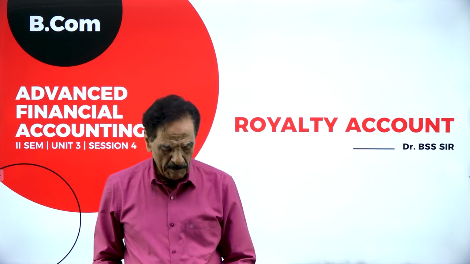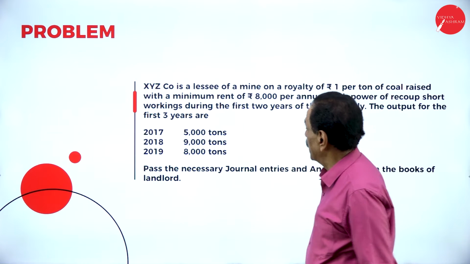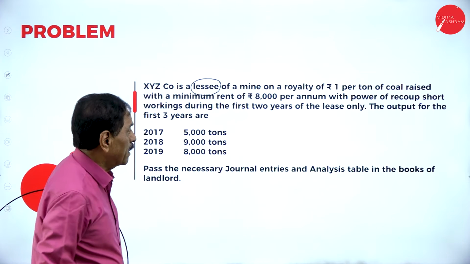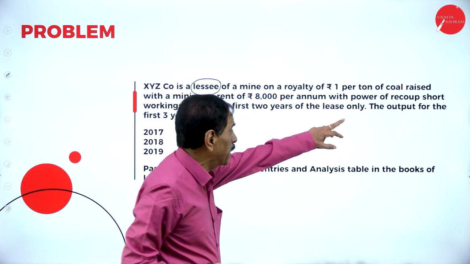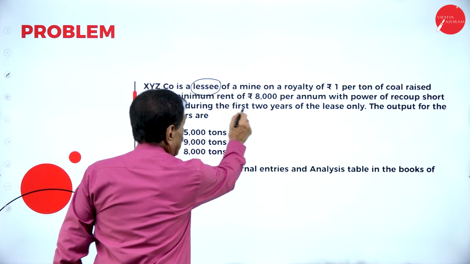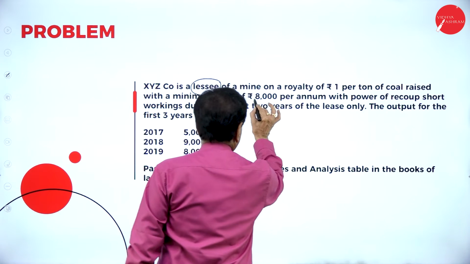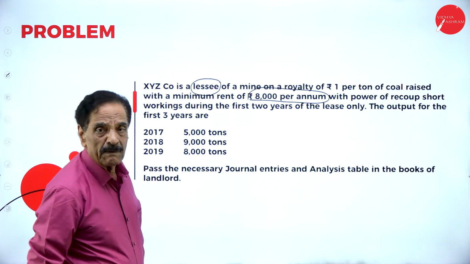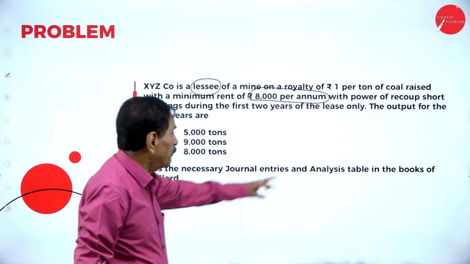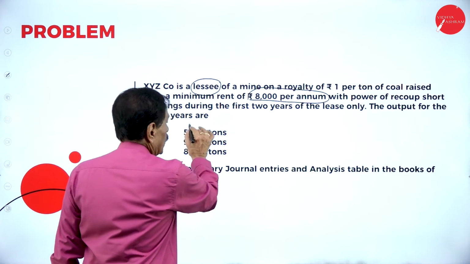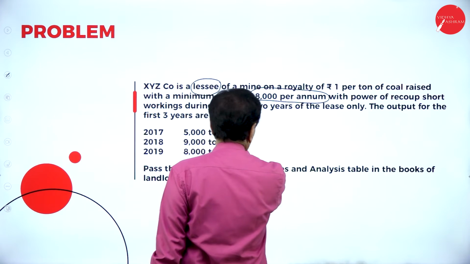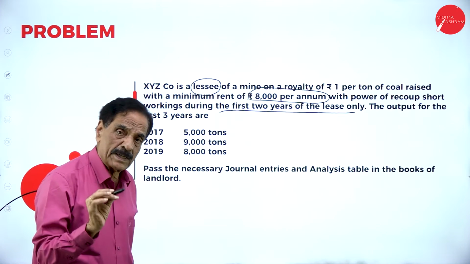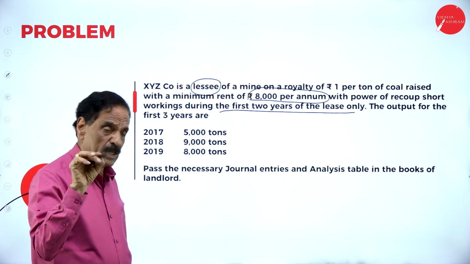We'll move on to the problem now. XYZ company is a lessee, the utilizer of the land, and a royalty of 1 rupee per ton of coal raised, with a minimum rent of rupees 8,000 per annum. If the royalty is less, they have to pay the minimum rent of 8,000, with power to recoup short working during the first 2 years of the lease only. So any shortage that comes should be recovered in the first 2 years only.